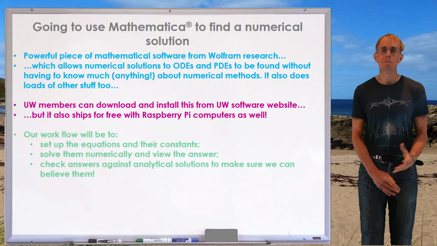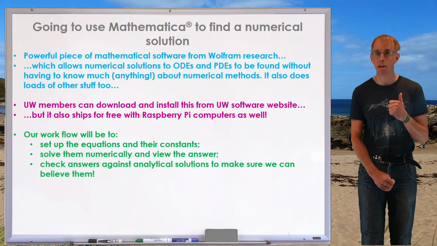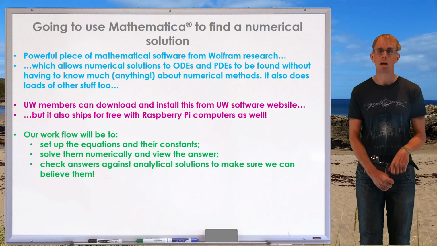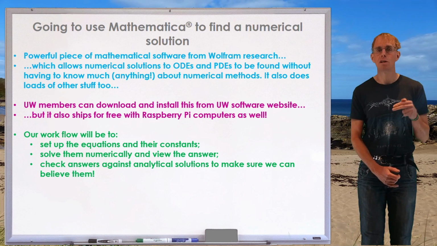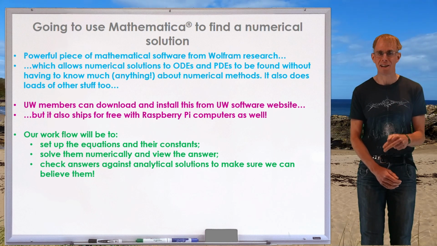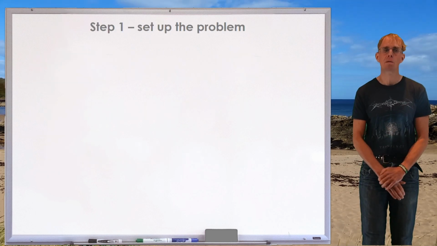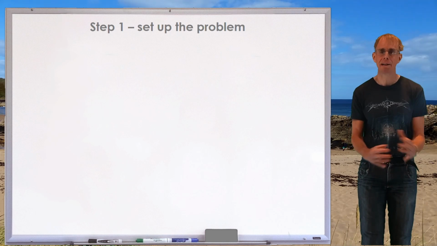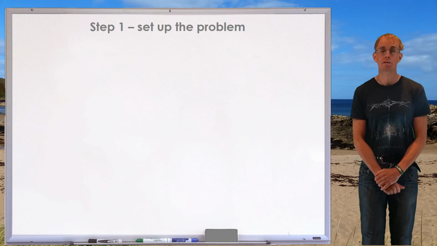Okay, so we're going to establish a workflow as to how to solve this problem. We're firstly going to set up the equations and their constants within the Mathematica script. We're going to solve them numerically and look at the answer. And then we're going to be very, very careful how we check that answer, just to make sure that we can actually believe it. So let's start with step one. Let's set the problem up. We've already set up the mathematics. We've looked at Cauchy's momentum equation. We've set up the equations for pipe flow. We've included the Carreau Yasuda rheology.